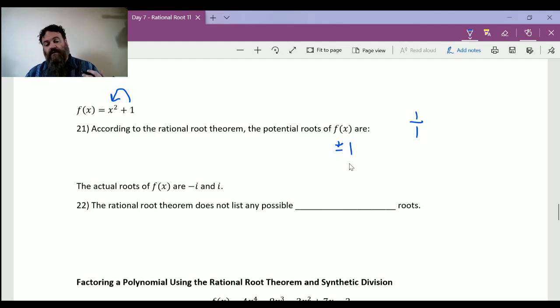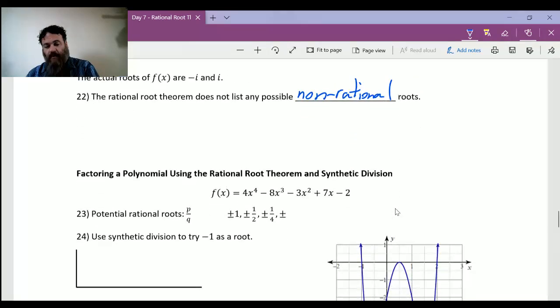You can use completing the square. You can use the square root method in this one because there's no linear term, or you can again do quadratic formula. Now the actual roots are negative i and positive i. Again, same thing that we said before. The rational root theorem does not list any non-rational roots. So whether we're talking imaginary, like we have here in 21, or in the previous where we had positive, negative square root of 2, those are irrational. The rational root theorem just does not help.